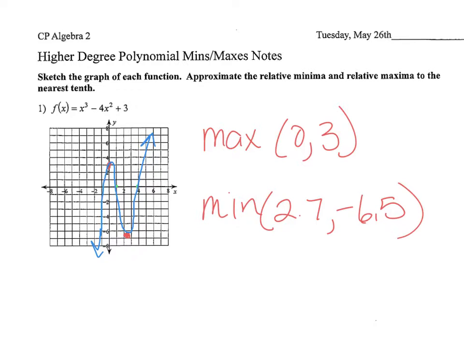I need a good graph that shows the x-intercepts, the mins and maxes, and end behavior, and then find those maximums and minimums, the tops and bottoms of the roller coaster.